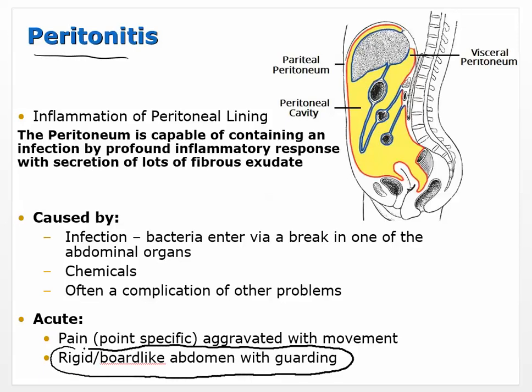Okay, since it hurts with the movement, you are not going to move it.